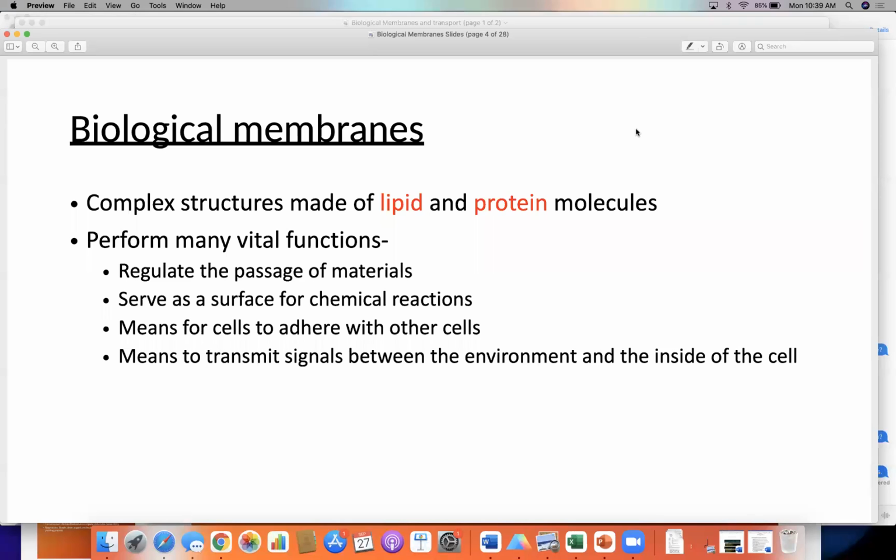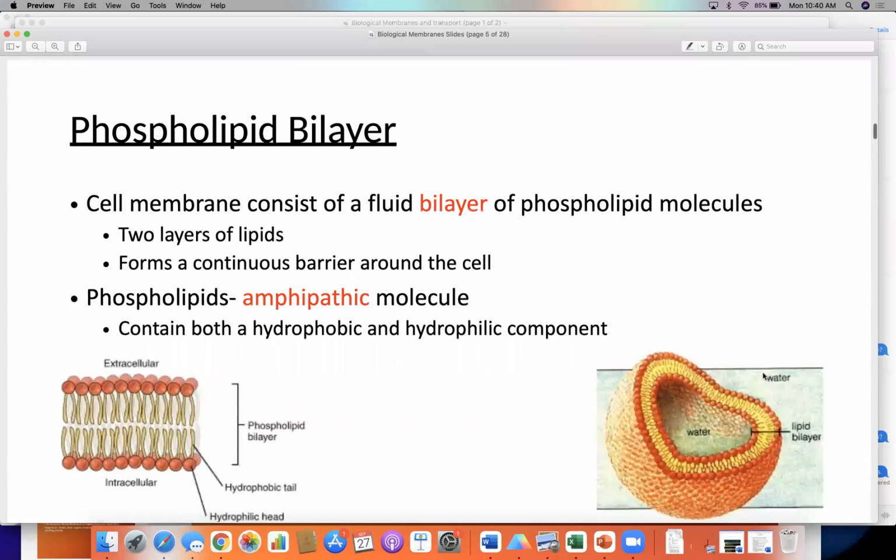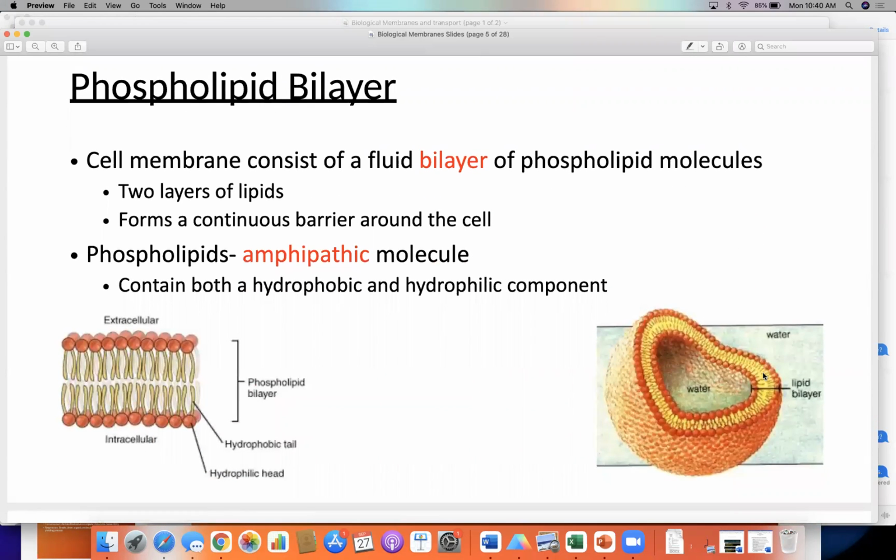Proteins in the cell membrane also serve as a means for cells to adhere with other cells. So we know that cell-cell adhesion is basically how we get the formation of tissues. And then proteins in the cell membrane serve as a way to transmit signals between the environment and the inside of the cell. So again, when we talk about the requirements that a cell has, there's signaling between the environment and the cell in order to make sure that the proper transfer of nutrients and ions and molecules are taking place. So signal transduction is important.